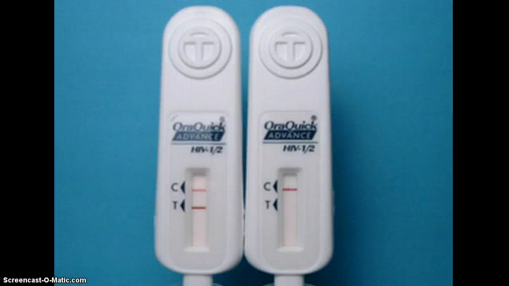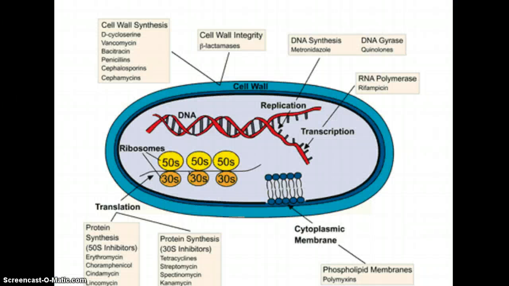Some diseases, such as HIV or strep throat, can be detected in minutes with the use of rapid tests. These tests do not typically look at the microorganism itself. Instead, they identify antibodies or antigens of the microorganism.